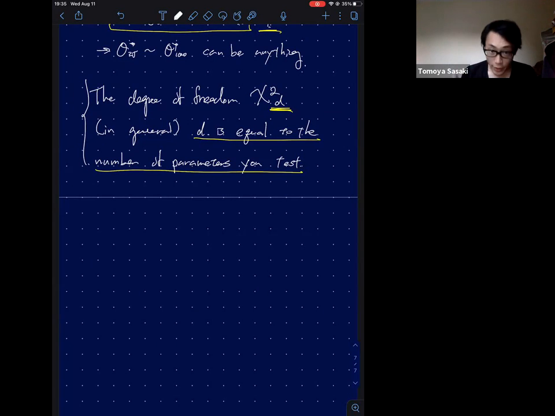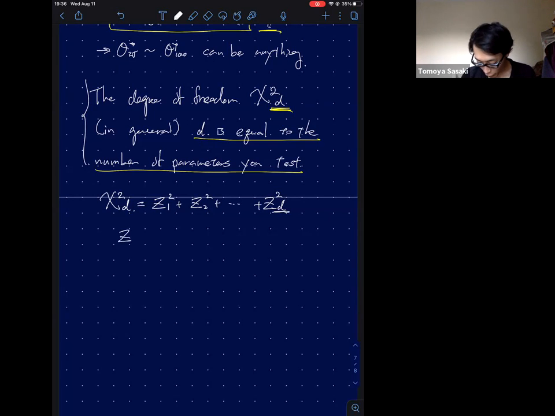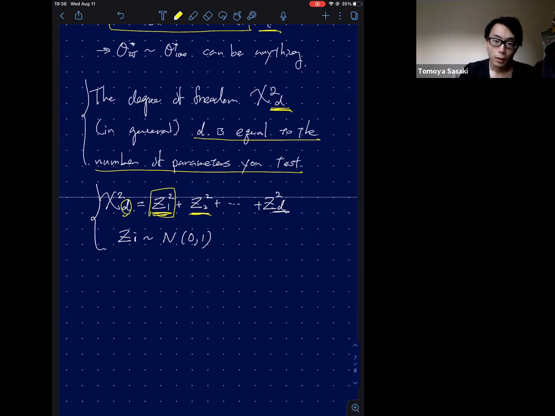A chi-square distribution with D degrees of freedom is a sum of D squared standard normal random variables, where each normal follows the standard normal distribution. So this is the definition of chi-square. You add up the squares of standard normals, and if the degree of freedom is D, you sum up D of them.